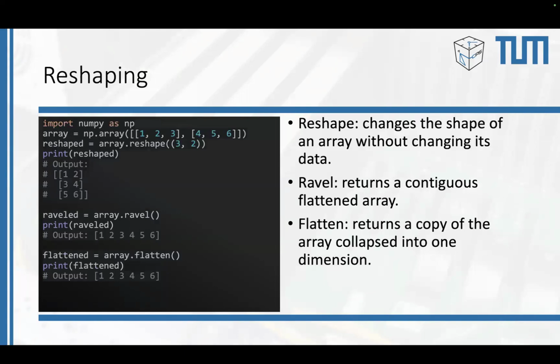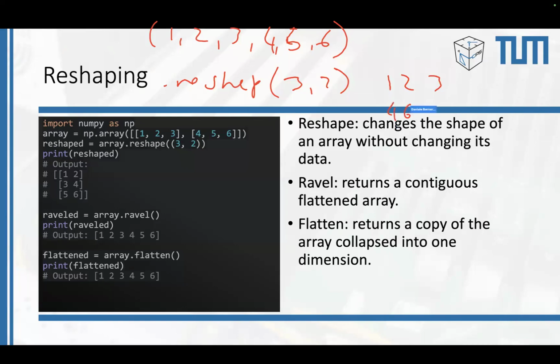Reshaping. What happens when I reshape an array? Let's say I have a vector 1, 2, 3, 4, 5, 6, and I want to reshape this as 3, 2. What will I get out of this? 3 rows and 2 columns. 1, 2, 3, 4, 5, 6, right? This is what I get. So the stuff gets basically broken down into the dimension that I specify, and then reshaped like that.